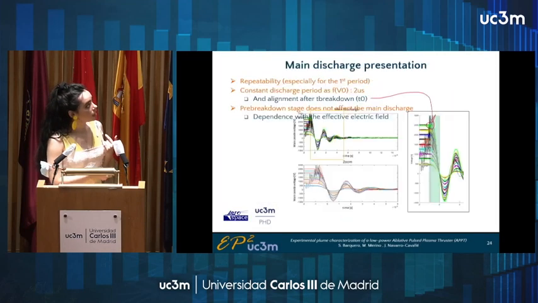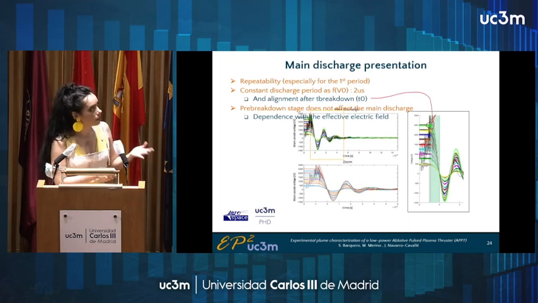So with this kind of thruster, we have a discharge that is repeatable. This is important to take into account in order to later analyze the plasma results of the probes that are placed in the plume. And we have a period of about 2 microseconds, whatever the initial voltage of the channel is.